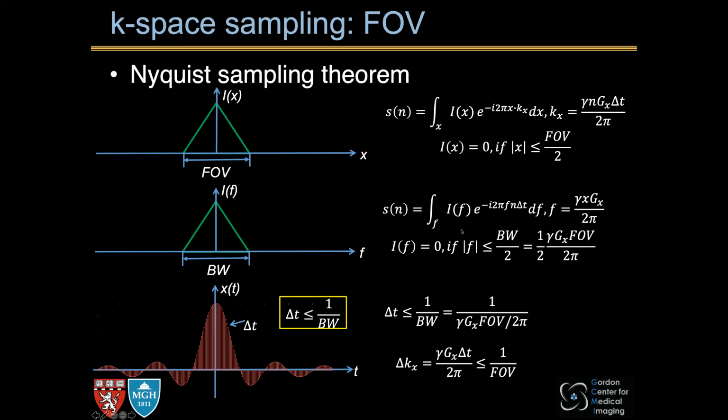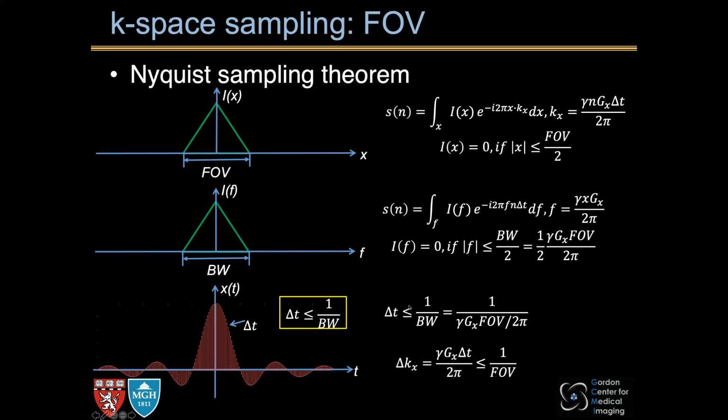So if you plug all this math in to perform the calculation, we can get the following relationship: given the field of view of an imaging object and the gradient strength that we applied for the frequency encoding, what the sampling period should be.